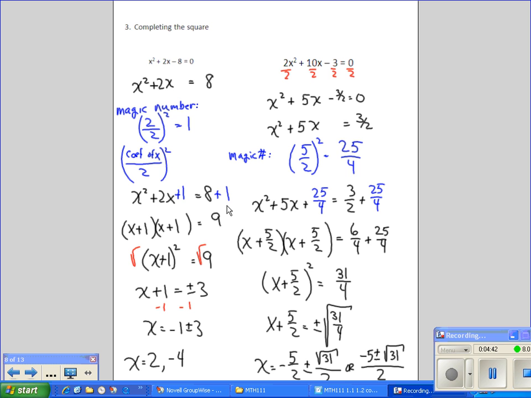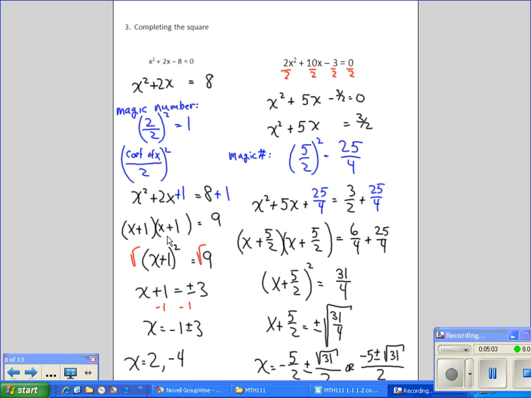What you do to one side, you do to the other. And that will give us, on the left side of the equation, something that will factor very nicely. It'll actually factor into 2 identical factors, x plus 1 and x plus 1. That should always happen. If it doesn't happen, something went wrong in how you found your magic number.